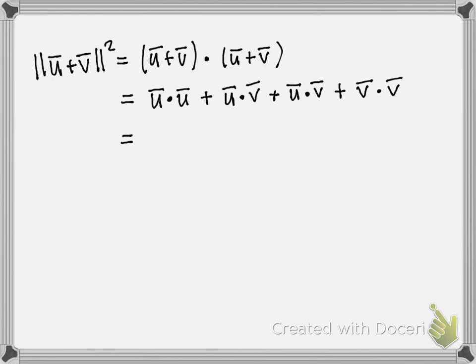U dotted with itself is, of course, just the norm of u squared. And then we've got two of these guys, 2 u dot v. And then v dotted with itself is just the norm of v squared.